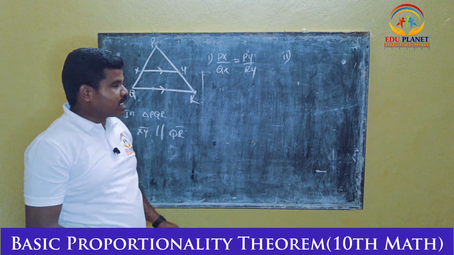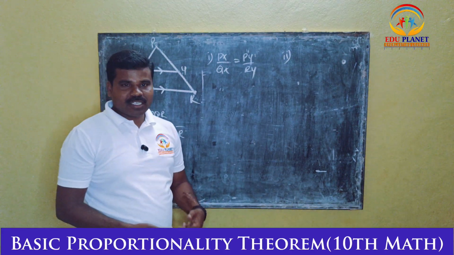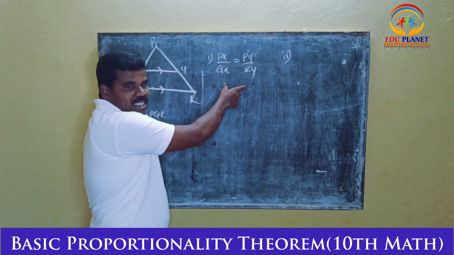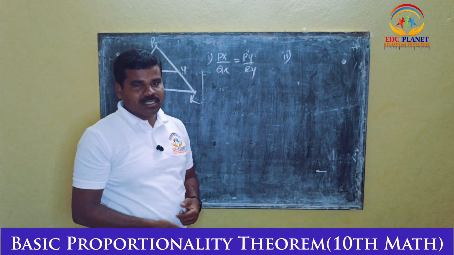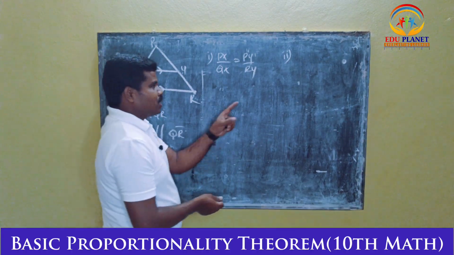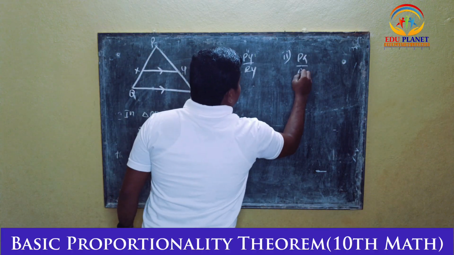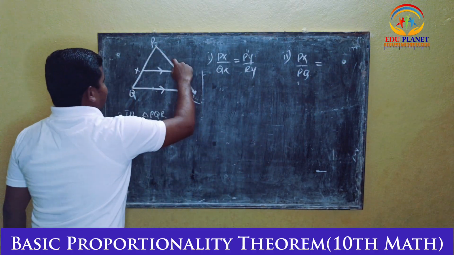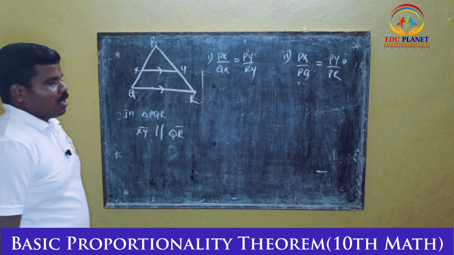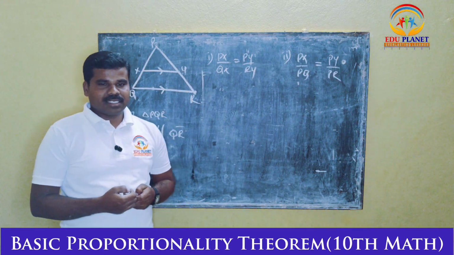This is clear. When it comes to case 2, how did I achieve this one? Simple. To this statement, firstly I wrote their reciprocals. Later, I added one on both sides. Then I got a statement. That statement I am going to write here. That is PX by PQ equals PY by PR. Have you understood?